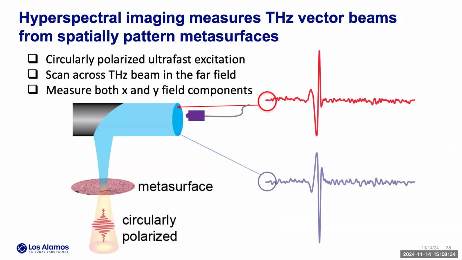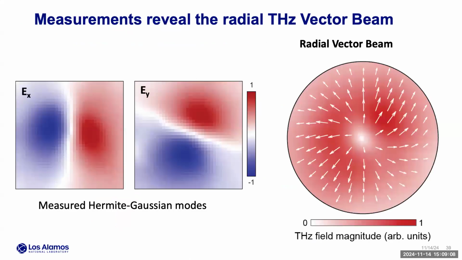In terms of the terahertz emission, we collaborated with some folks at Menlo Systems who have a hyperspectral terahertz imaging capability, where you input circularly polarized light, ultrafast, and this was around 780 nanometers. And then you scan across the terahertz beam and measure both the X and Y components so that you can characterize this vector terahertz emission.